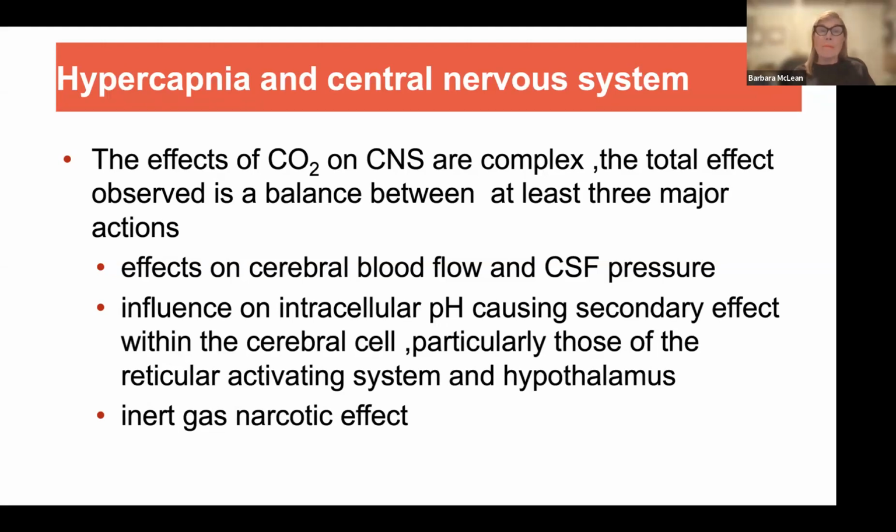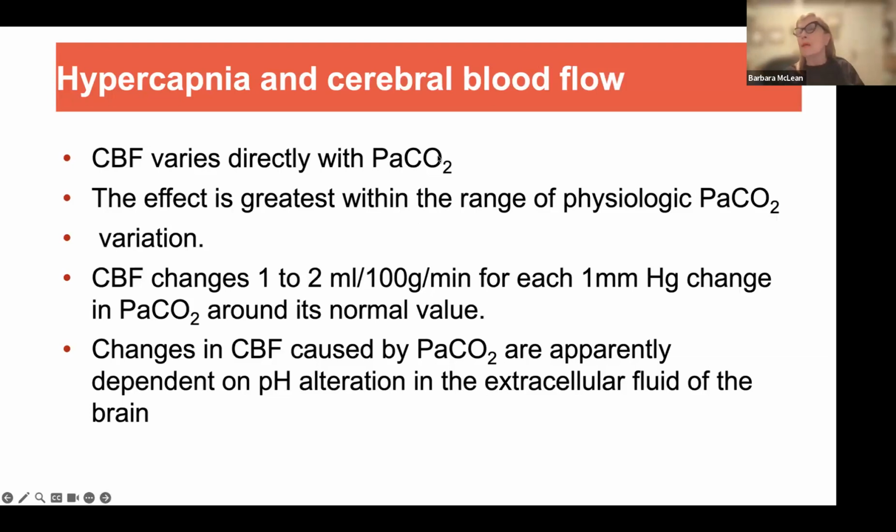Now, very, very important is the effect of that CO2 on the intracellular pH, which actually changes the depolarization of the cerebral cells and their normal activity, and can indeed create what we call an inert gas narcotic effect. So we're not only going to look at CO2 in the blood, we're also looking at end tidal, and we're also understanding the effect of CO2 on the cerebral vault. Okay. So always important to remember, cerebral blood flow varies very significantly related to the PaCO2. And that's really, really important.